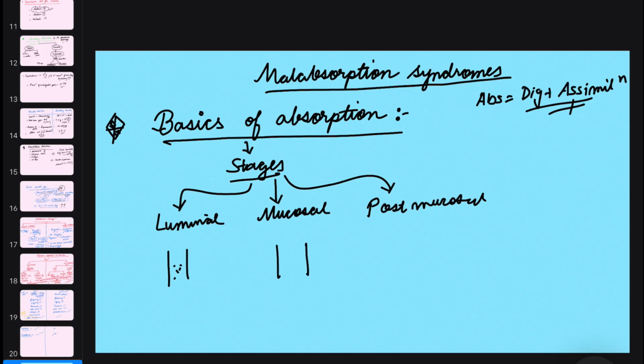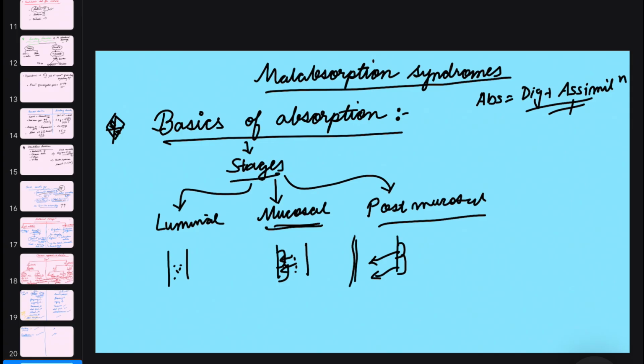Then when the nutrients are entering into the enterocytes, the mucosa cells, we'll see what these cells are, of the small intestine, large intestine, whatever it is. Mostly the small intestine, because that is where the majority of the absorption of different food nutrients occurs. That is called the mucosal stage of absorption. And post-mucosal is from these epithelial cells, when the nutrients are moving into the blood circulation or lymphatics, if it is fat, whatever. That is called the post-mucosal stage.